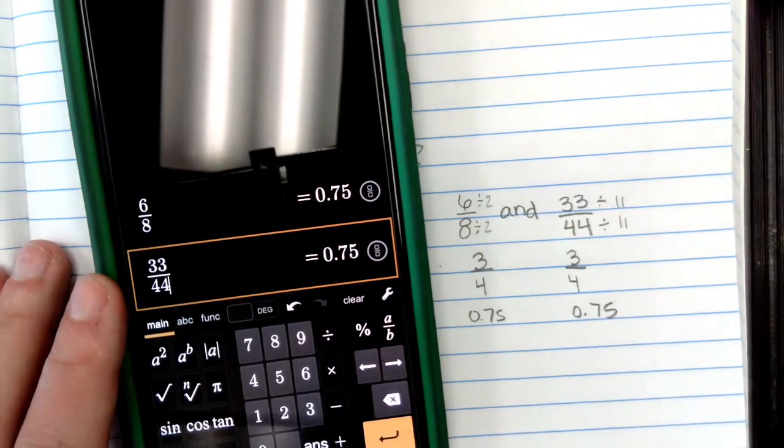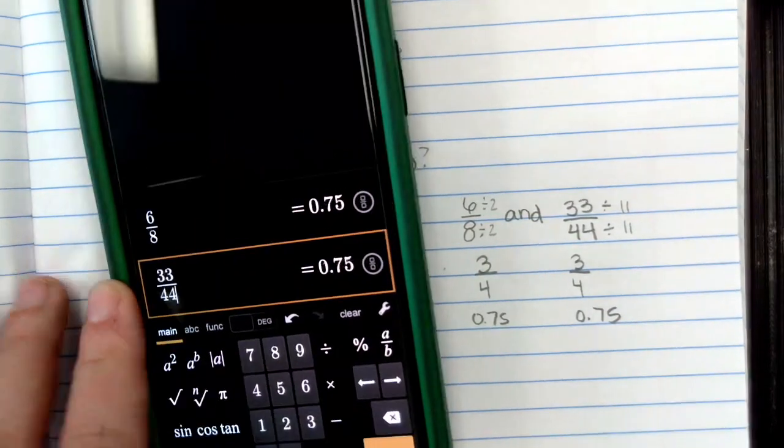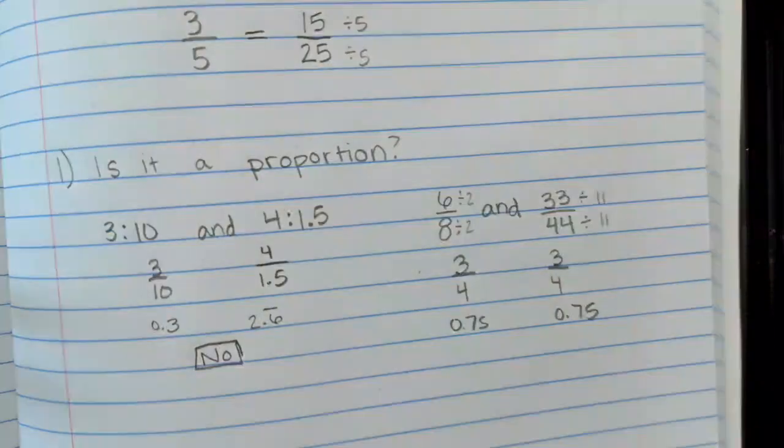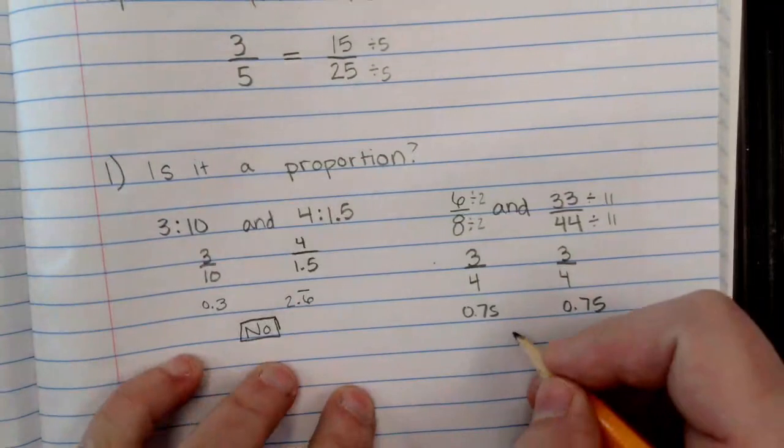So in this case, is this a proportion? Yes. Why? Because they're the same.